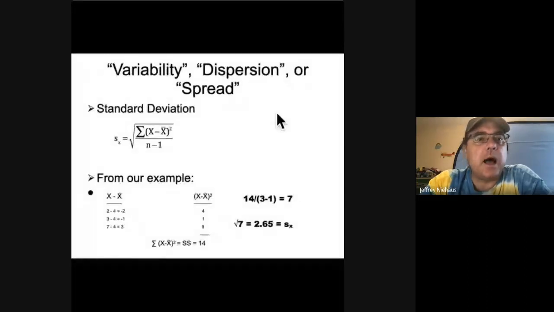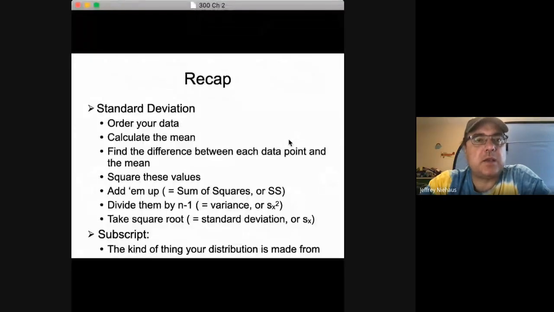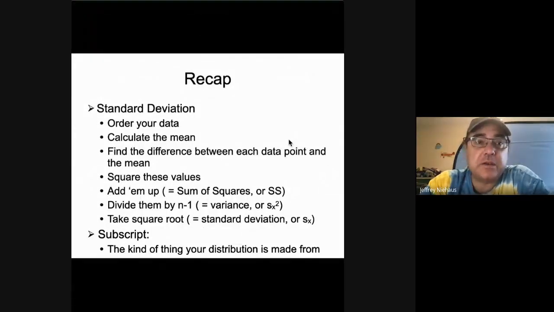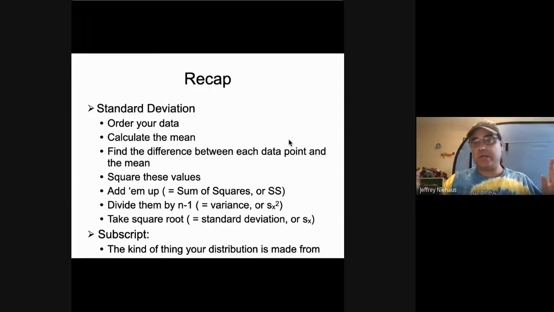All right, then let's see what else we had to go here. Here's then the recap. The standard deviation is done by ordering your data, putting it in increasing or decreasing order, getting the mean, finding the difference between each data point and the mean, taking those values and squaring each one, adding them up to get a sum of squares, dividing them by n-1 to get a variance, and then taking the square root to get a standard deviation.